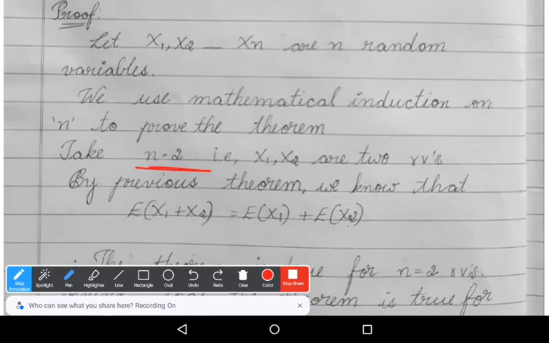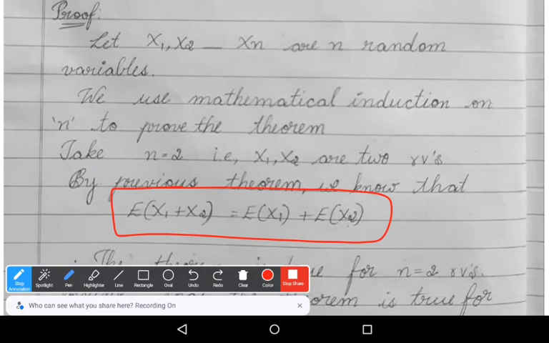Take n is equals to 2. The initial step is 2. That is, there are only two random variables, x1, x2. By using the previous theorem, expectation of x1 plus x2 is equals to expectation of x1 plus expectation of x2. So this is the primary step, which is very trivial.